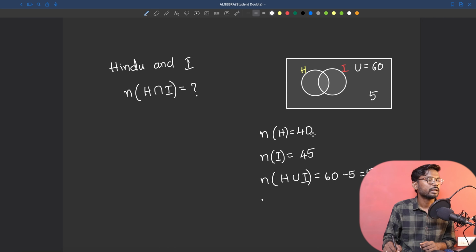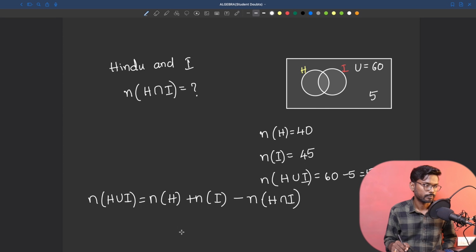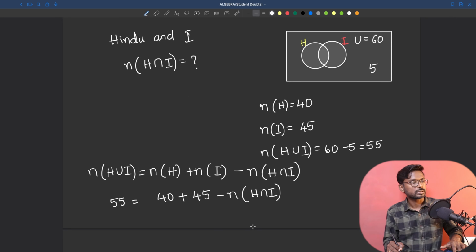So n of H is 40, n of I is 45. If you apply the formula, n of H union I is n of H plus n of I minus n of H intersection I. Actually, we need to find out H intersection I. So n of H union I is 55, n of H is 40, and n of I is 45 minus n of H intersection I, which means Hindu and Indian Express.